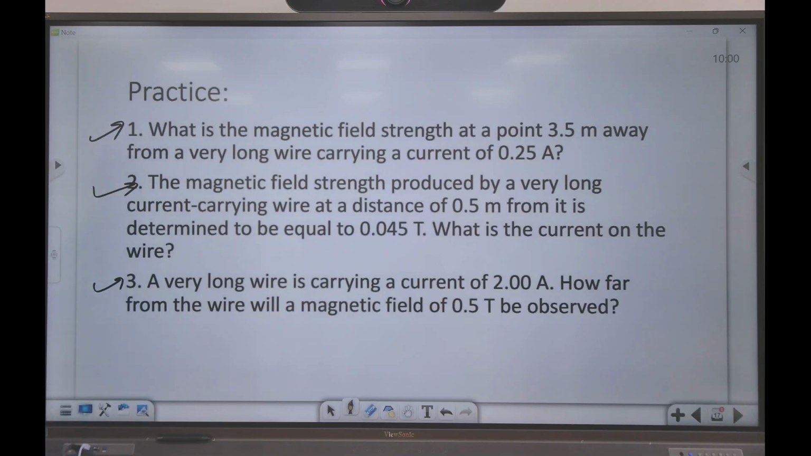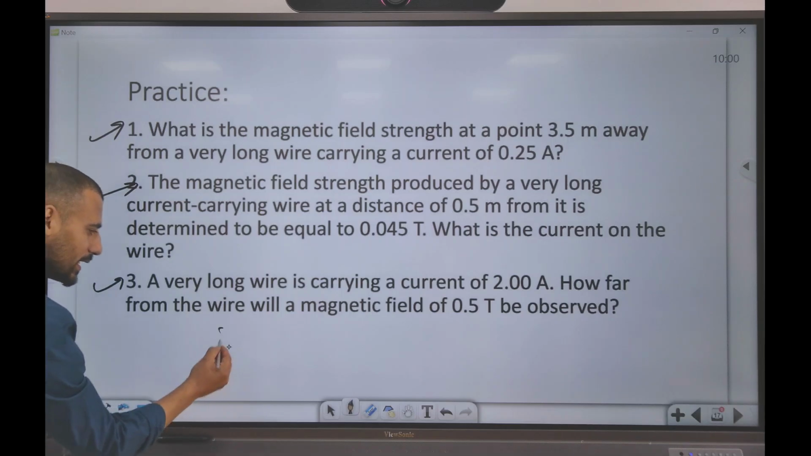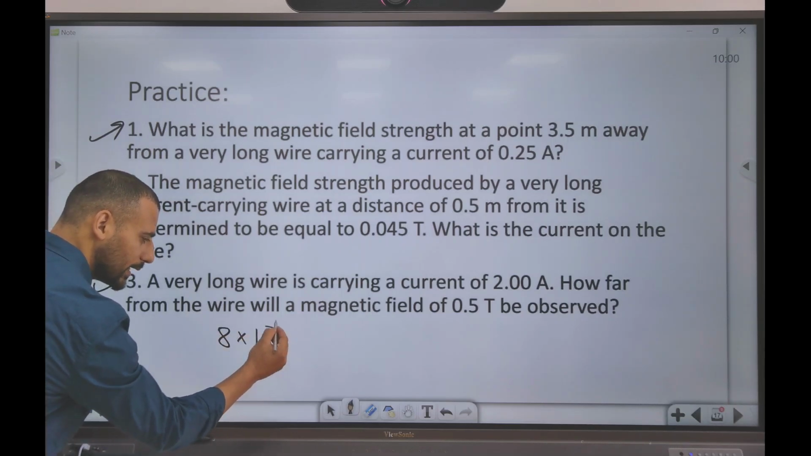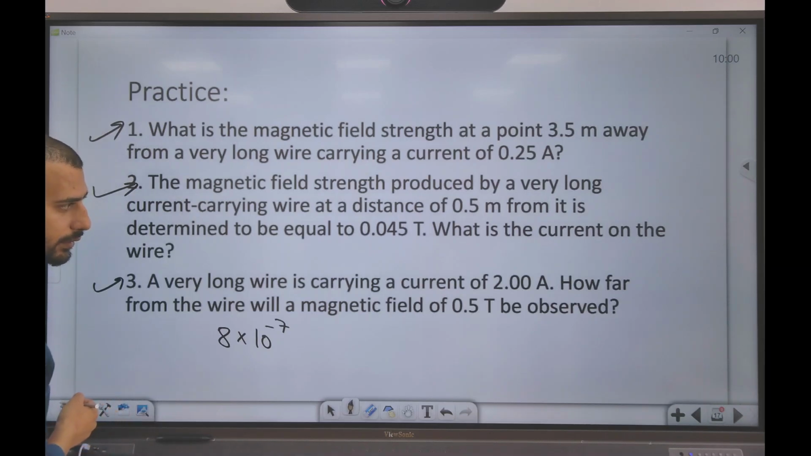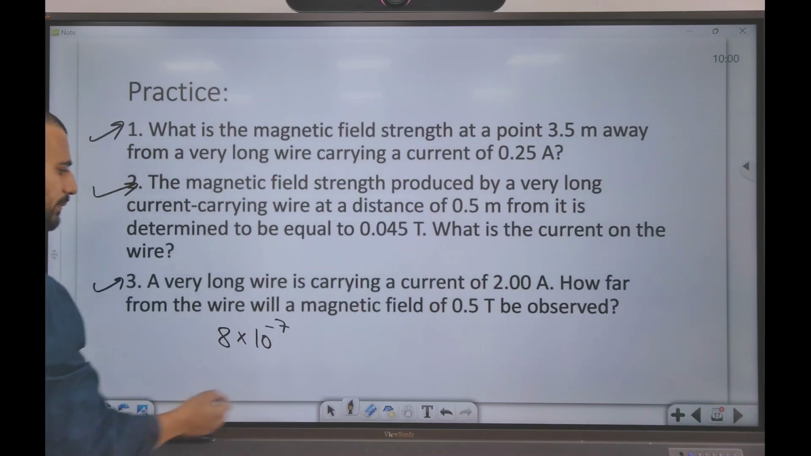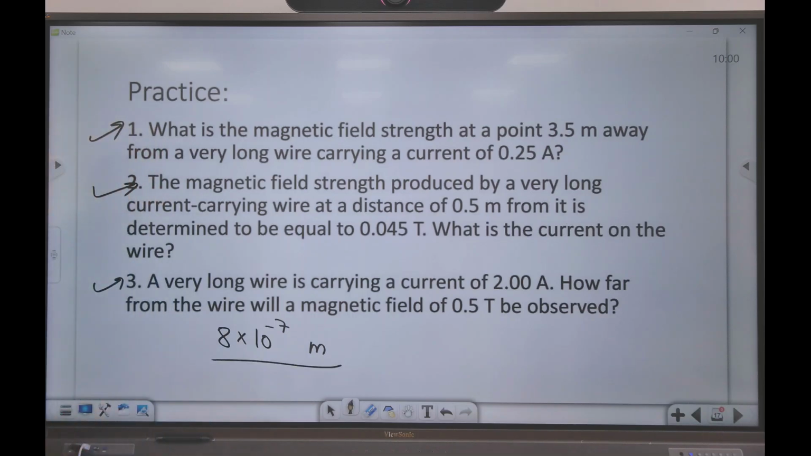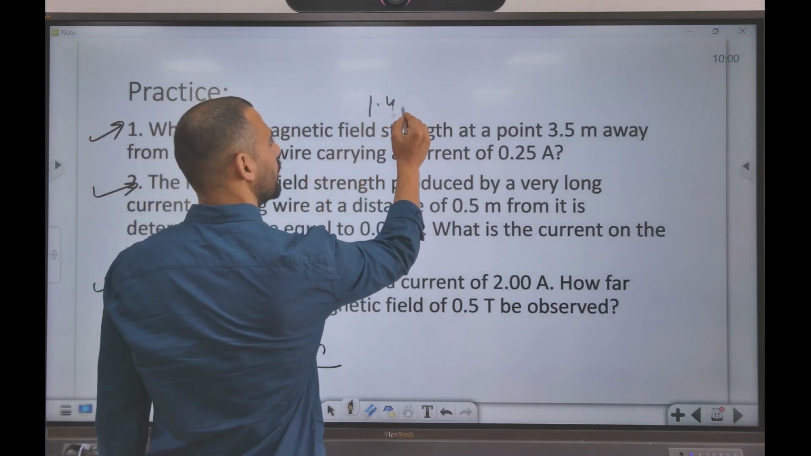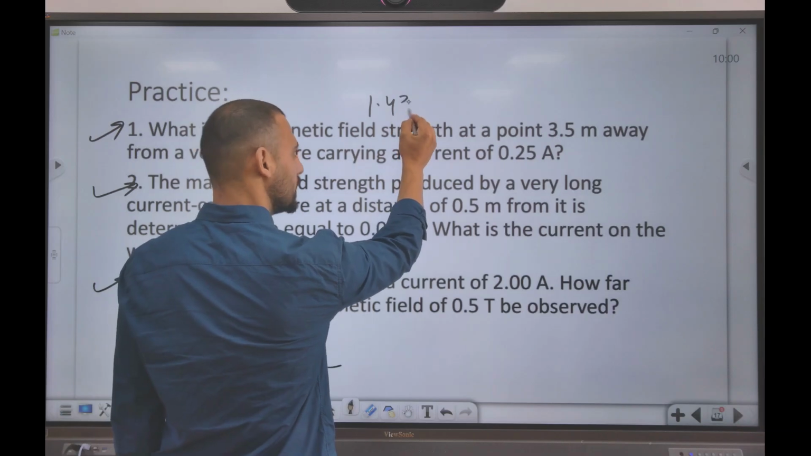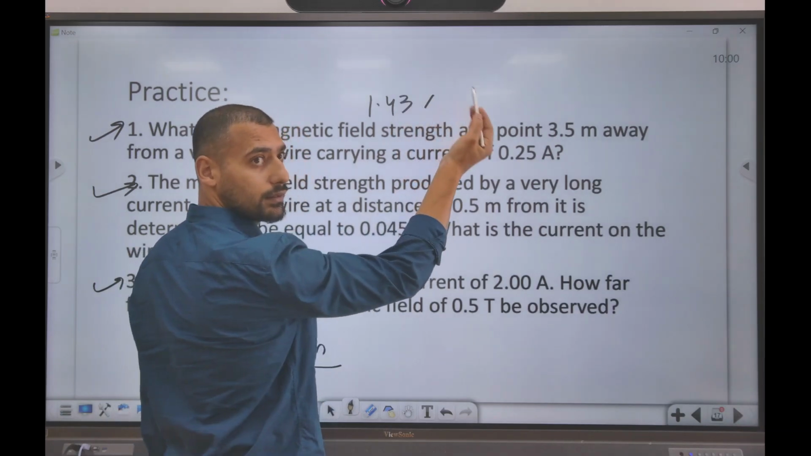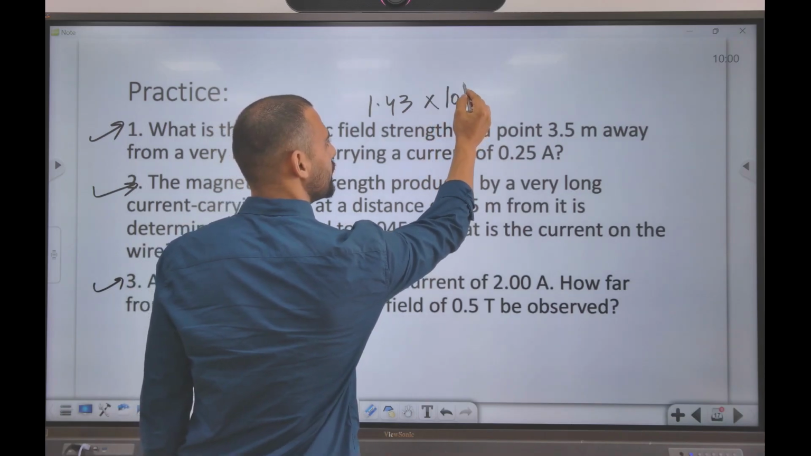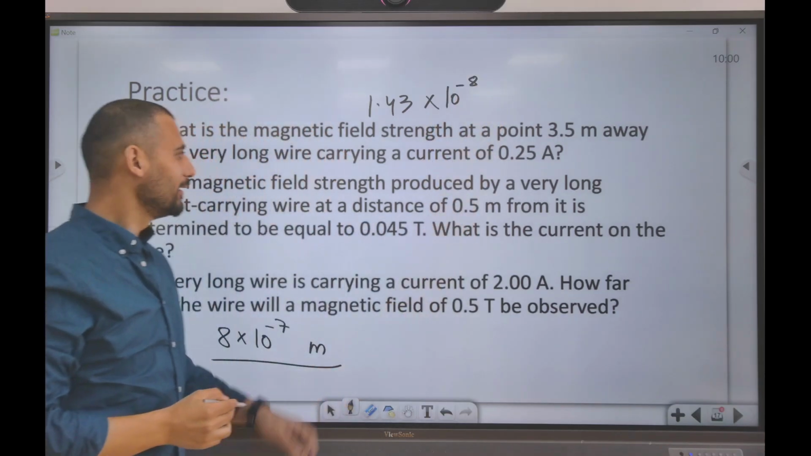Eight multiplied by 10 to the power minus 7. For the third one, what is the answer? 8 multiplied by 10 to the power minus 7. That's it? Okay, good. Ours is 1.43. 1.4 what? That's the power of -8, mister. The second one.